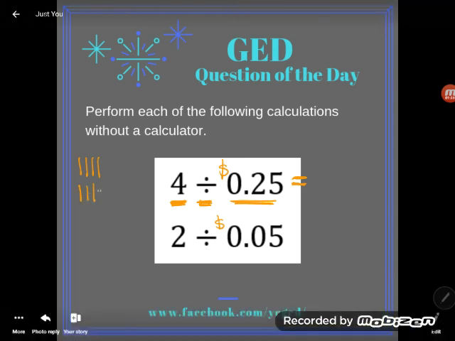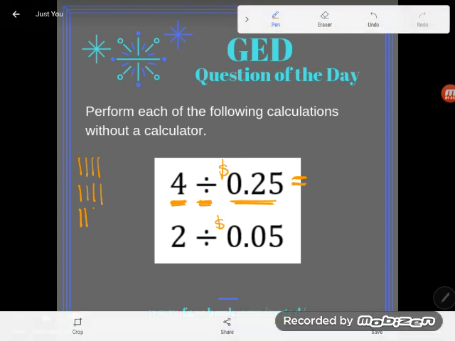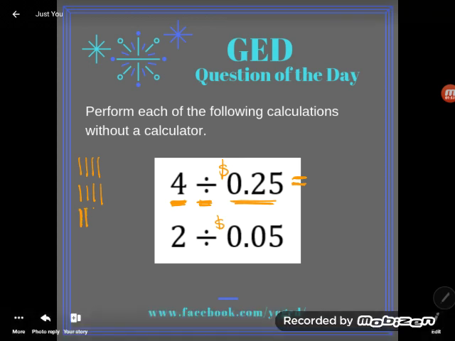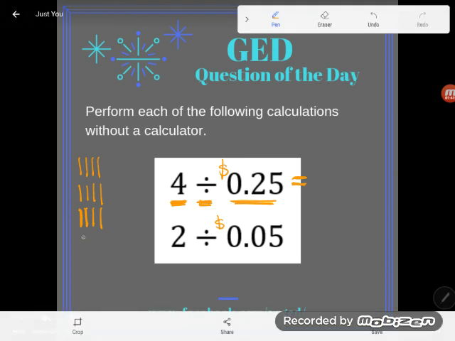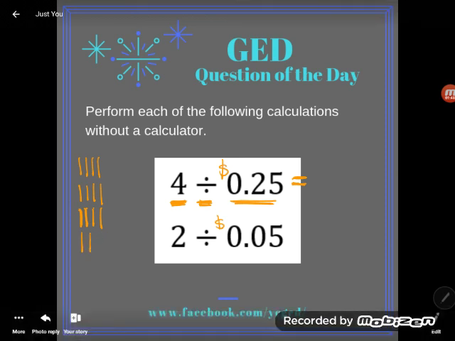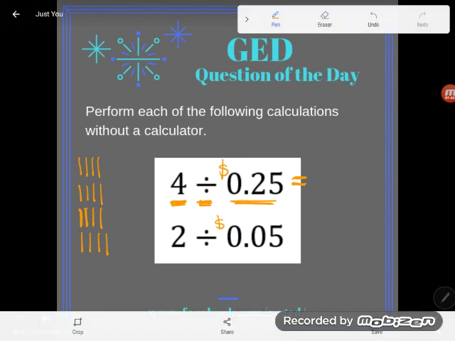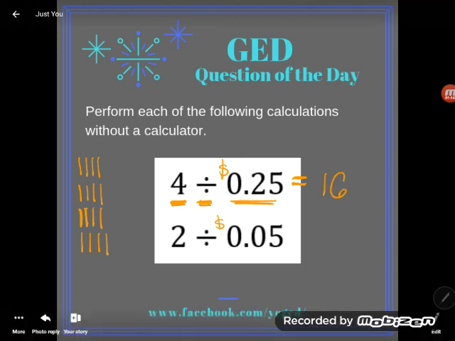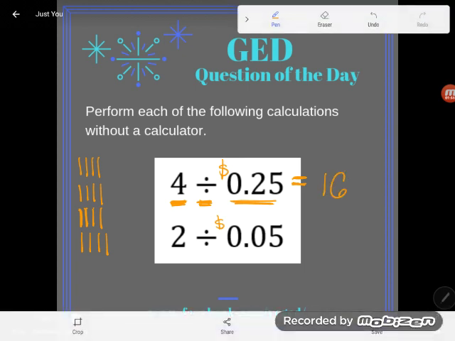$1.25, $1.50, $1.75, $2. Oh, $2.25, $2.50, $2.75, $3. There we go. And then $3.25, $3.50, $3.75, $4. So since there's 4 quarters in a dollar, there's going to be 16 quarters in $4. I can do this in my head without busting any long division symbols at all.